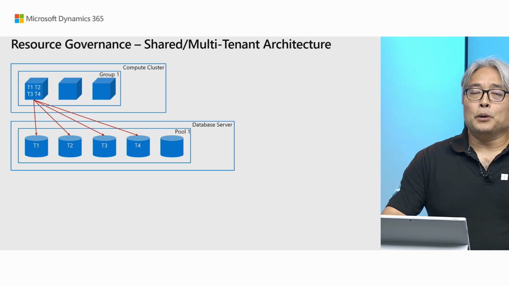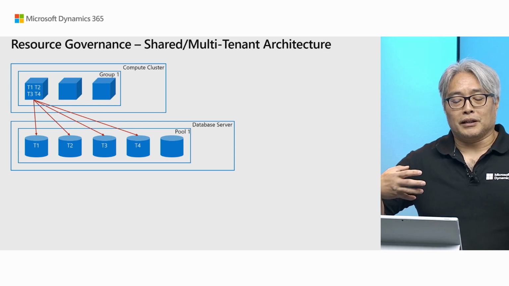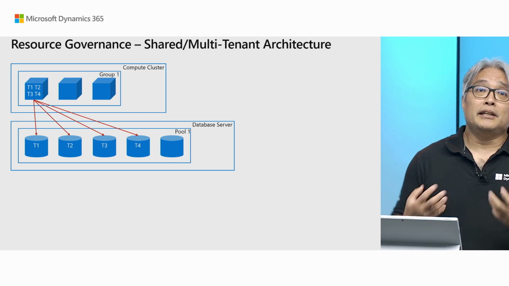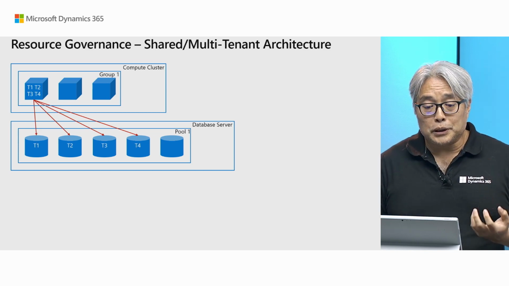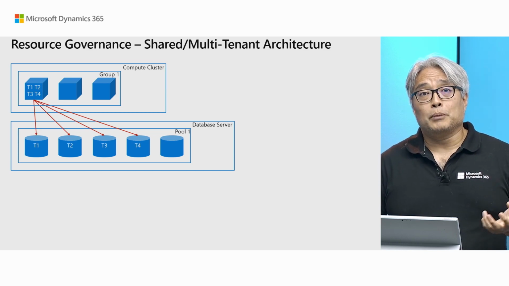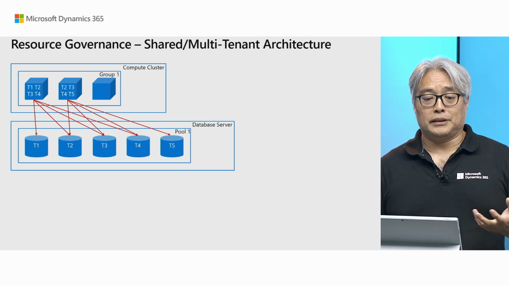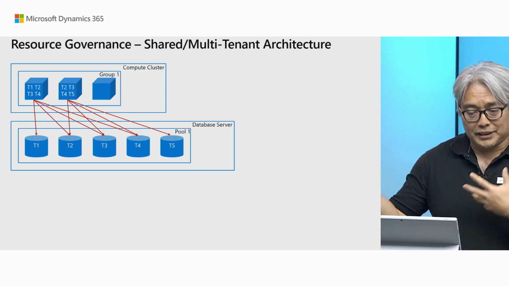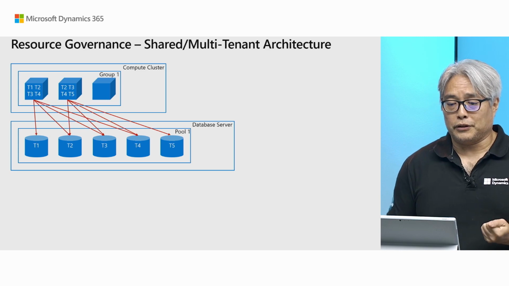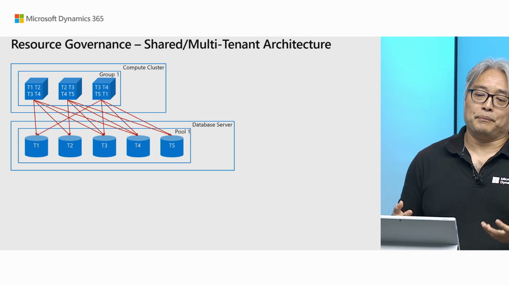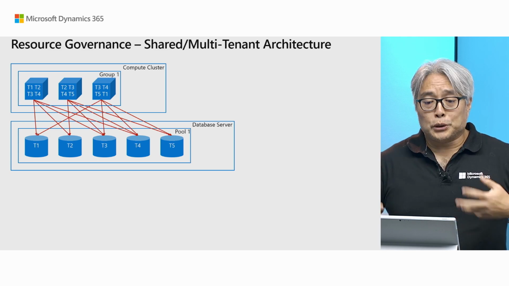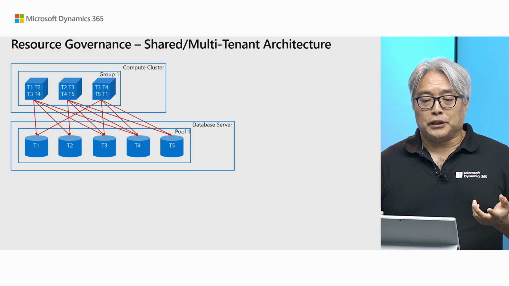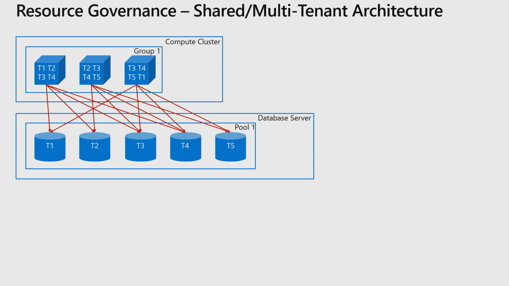If tenant 2, tenant 3, and tenant 4 need more compute resources, you can mount those environments on more hosts. For example, on the second host you mount tenants 2, 3, 4, and 5, and they connect to their own tenant databases in the database server. You can do the same when you need more compute resources for those tenants. In this picture, tenant environments 3, 4, and 5 are mounted on 3 hosts, which means they have the resources of 3 hosts.